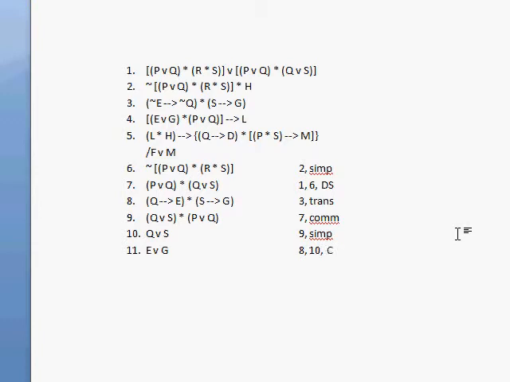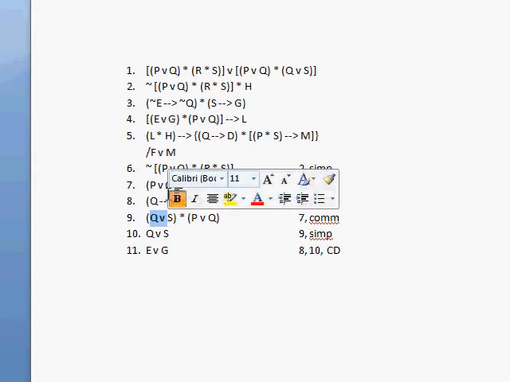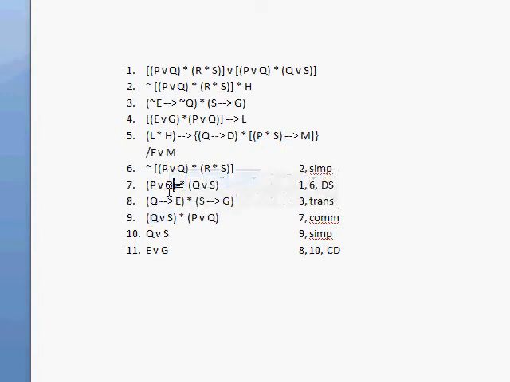Now that I have Q or S, I can get E or G through 8, 10 constructive dilemma. So what I did here was I transposed this E or not Q to get Q then E in premise 8, and then I used my Q or S in premise 7. I commuted it and I simplified it, and then I just did a constructive dilemma. Q then E and S then G, Q or S, E or G. So that's how I got E or G.